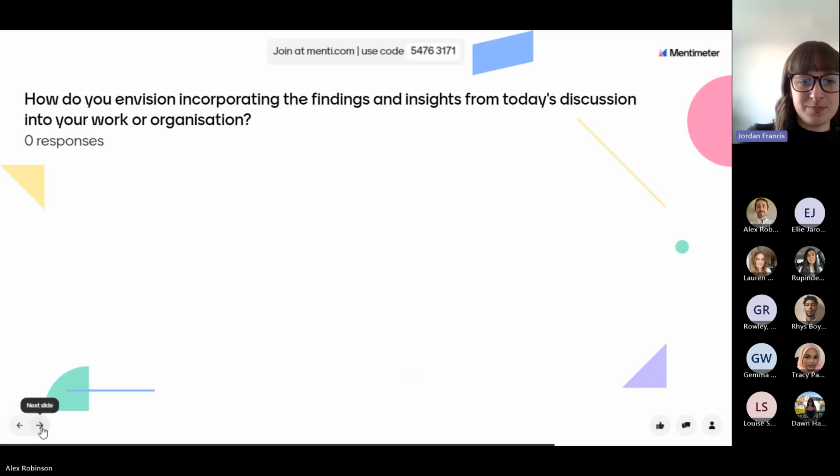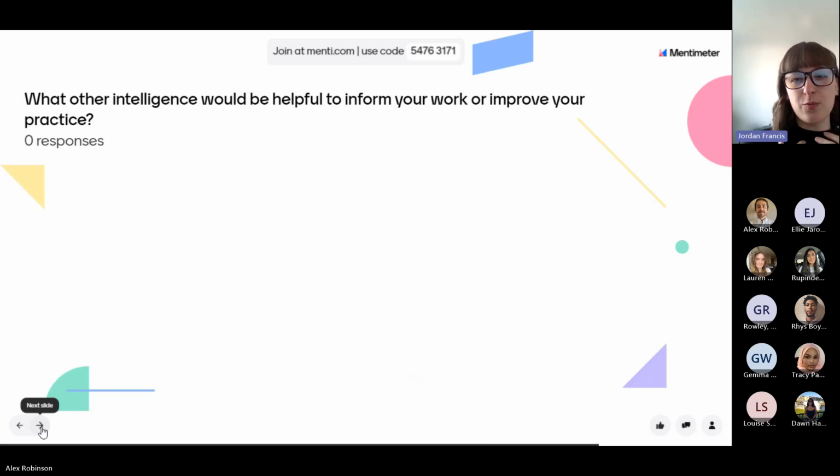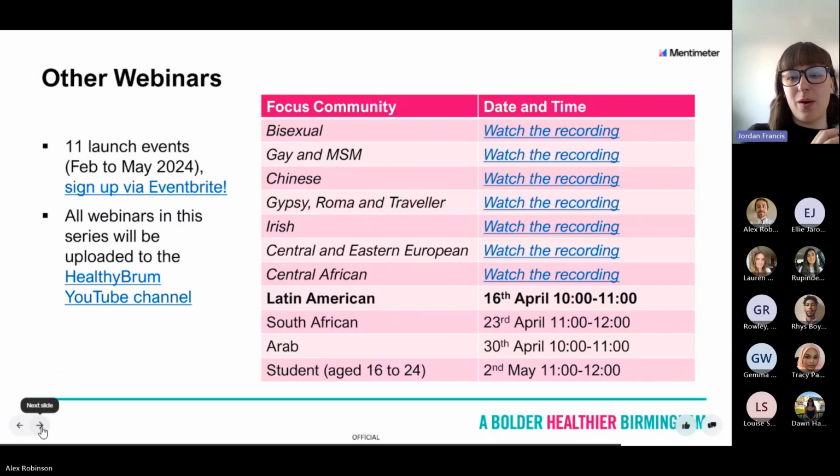The next question will be, are there any particular ways that you hope to see the healthcare services become more inclusive and supportive? This could either be in general or for the specific Latin American community. And finally, is there anything that we at Birmingham City Council in the Public Health Department can do to support improving your work or your practice on the Latin American community? Are there any key pieces of resources or information that we could create to support your work in this way? But I'll leave those running in the background and move on to wrapping up the webinar.